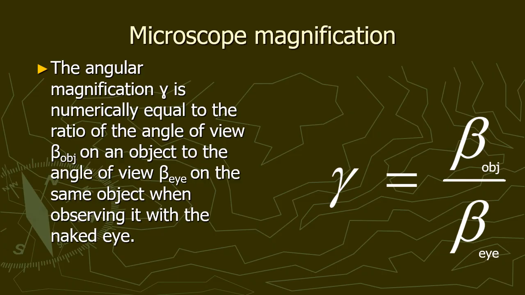Magnification of a microscope, the angular magnification of a microscope, but in general, if we talk about magnification of optical devices, it is calculated as the ratio of the angle of view of an object obtained with the help of this optical device to the angle of view that corresponds to the observation of this object with the naked eye. That is, the greater the angle of view at which we see a given object with a microscope, the greater the magnification of the microscope in this case will be obtained.